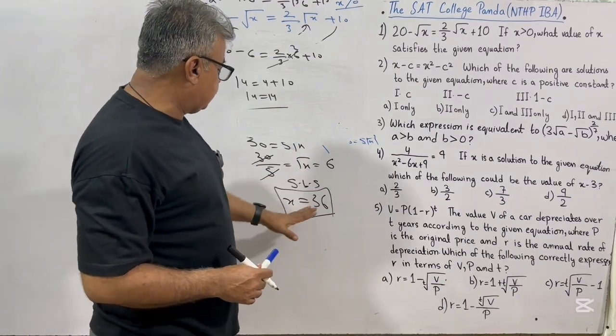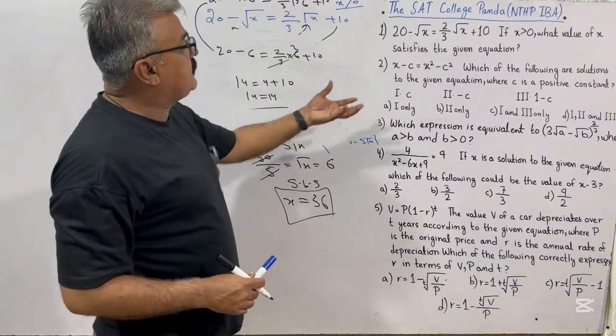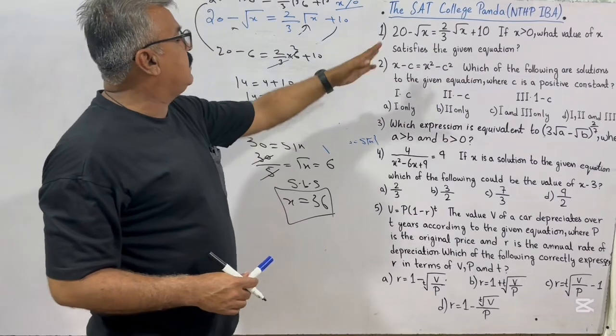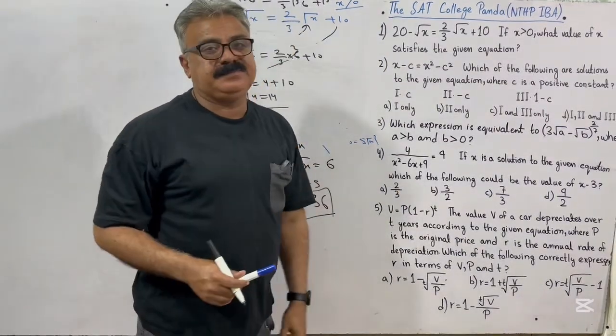Dividing by 5, we have root x is equal to 6. Squaring both sides, x is 36. If we have been given options, we can directly put them in and verify the situation. Whatever suits the equation is our answer. Moving towards the next question.